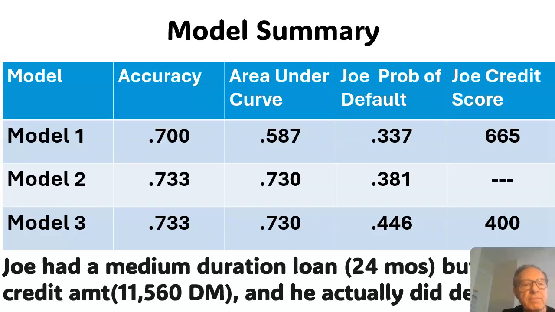The model summary. Model 1 had the lowest accuracy and area under the curve. Model 2 and 3 did better. I would have expected Model 3 to be better than Model 2, but that didn't happen. Getting back to Joe, Joe's probability of default worsened with each model. With Model 3, it was 0.446. With Model 3, Joe's credit score was 400, which I think is much better than his 665. Joe had a large credit amount, 11,560 Deutschmarks, which was a lot for the time, and he actually did default.